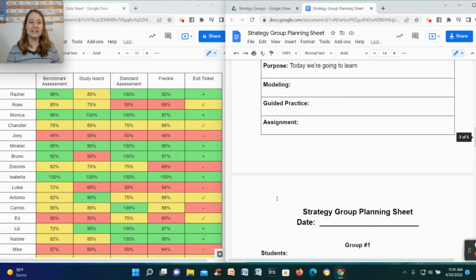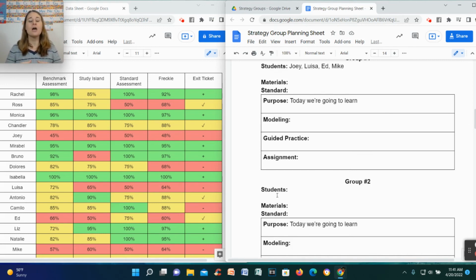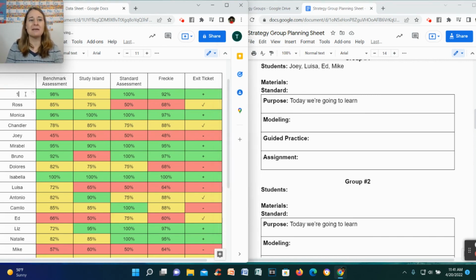You can ask any questions you have in the forum. Also, if you have a data sheet that you want to share with me and see what I would do with your students, or if you have questions about specific students and where they would fit into your strategy groups, feel free to post it. Just do me a favor and get rid of student names just for liability. I obviously don't know the students in your class, but just to be on the safe side, you can just number them. So just get rid of the name and put a number in 1, 2, 3, 4. And that way we can talk about the students by numbers instead of using their actual names.